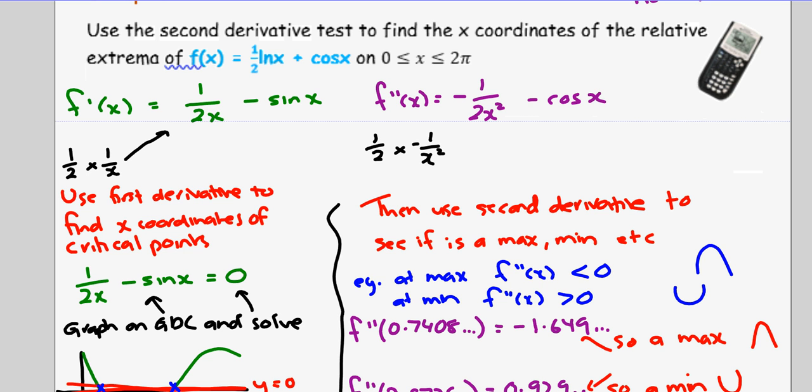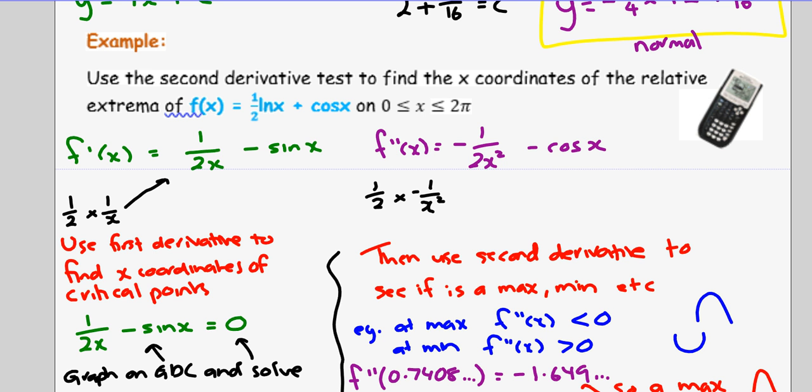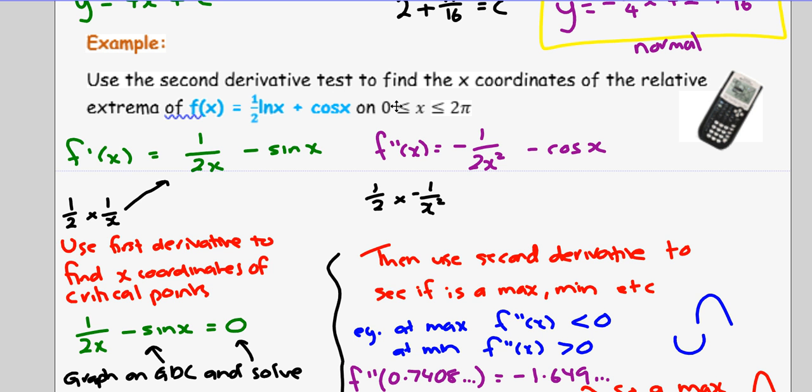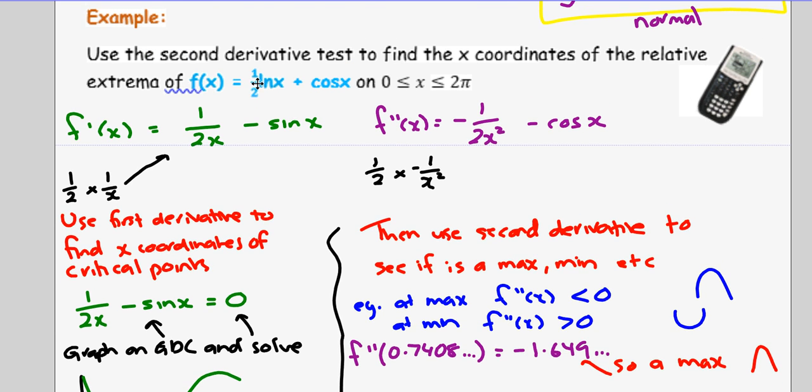Next one, use the second derivative test to find the x-coordinates of the relative extrema, like maximums, minimums, that kind of thing, of f(x) equals a half natural log of x plus cos x over the domain 0 to 2 pi. So of course it's in radians. So have your calculators out and make sure you put your mode into radians. So first thing we need to do for the second derivative test, you need to find the first derivative and then the second derivative.